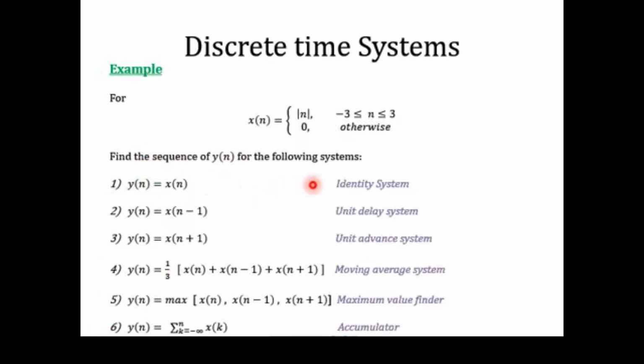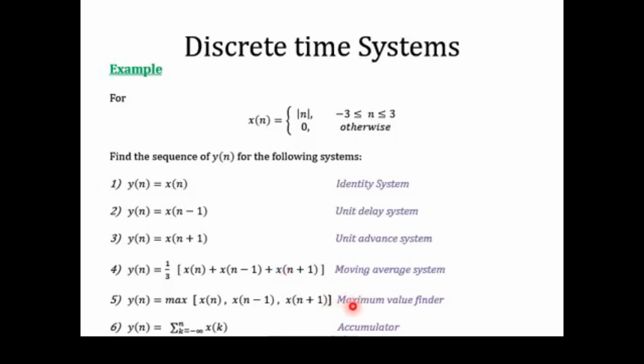The first system is called identity system. The second system is a unit delay system. The third system is a unit advance system. The fourth system is representing a moving average system because here we are taking average of the current sample value, previous sample value and the future sample value.